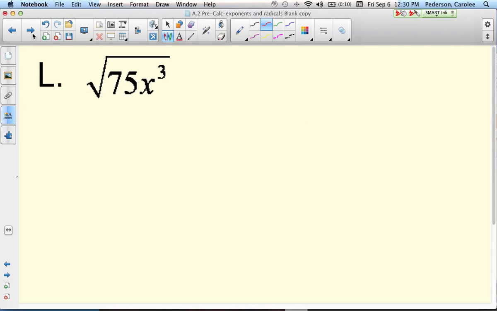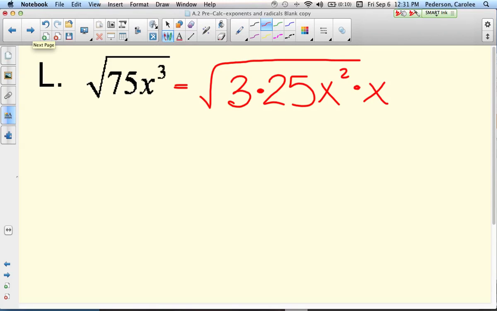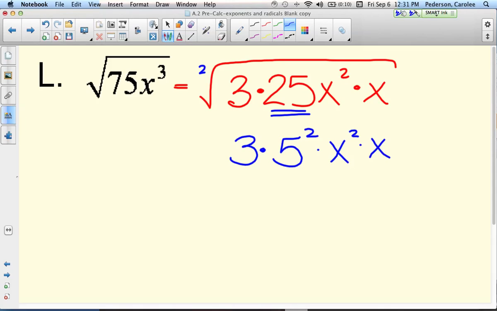Question L, the square root of 75x cubed. We want to break down 75. It's an index of 2, so you're looking for things that are raised to the second power. So I can change this 75 to 3 times 25, and then x squared and x, where we can break down that x cubed into x squared and x. Since my index is 2, I'm looking for pieces that are raised to the second power. So I can break down 25 as 5 squared, and then x squared and x stay up as they are.